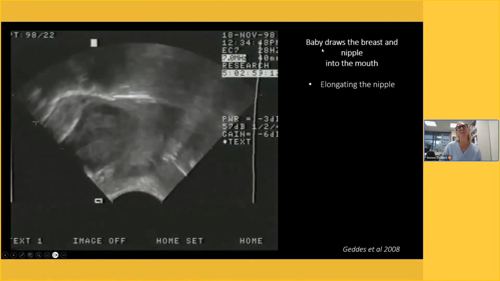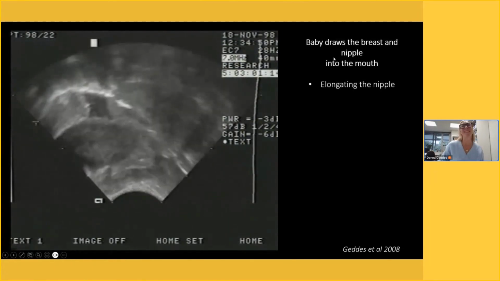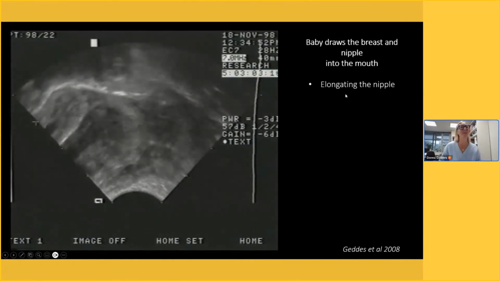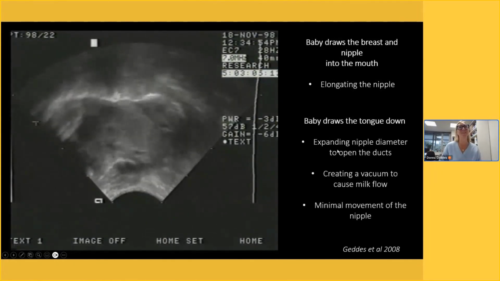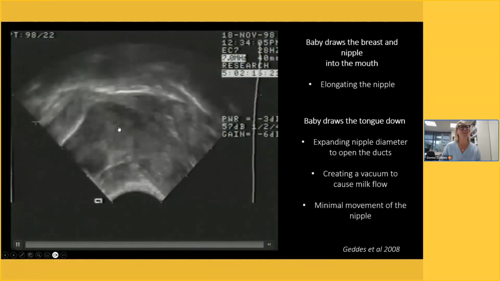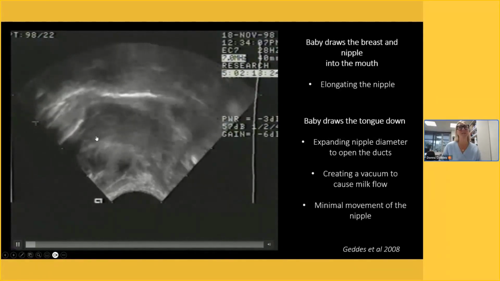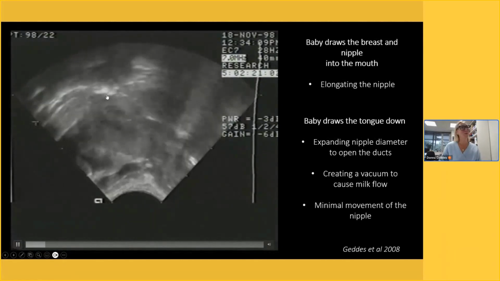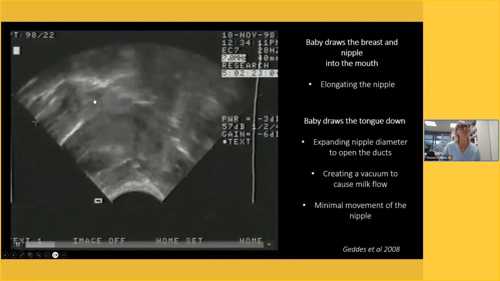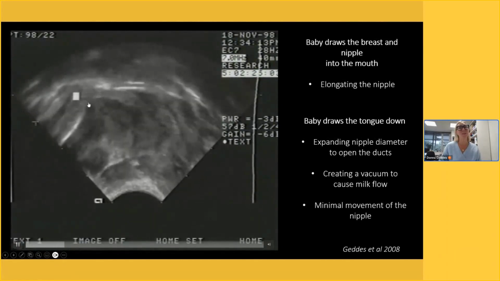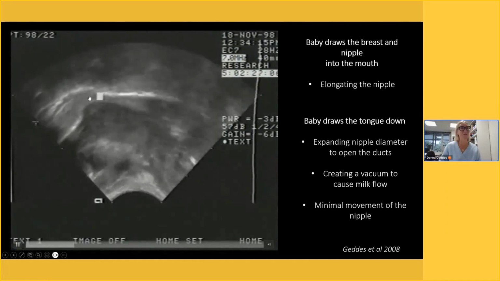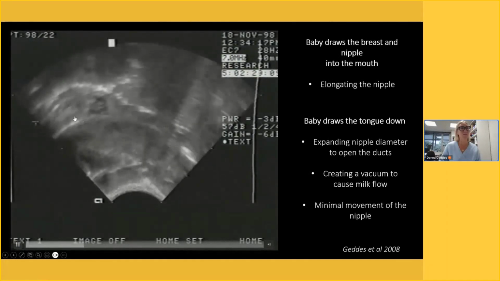So just to restate that, the baby draws the breast nipple into the mouth, elongating the nipple, draws the tongue down, expands nipple diameter to open the ducts, creates vacuum to cause milk flow, and there is actually minimal movement of the nipple as well. So we never see a lot of movement in most babies.